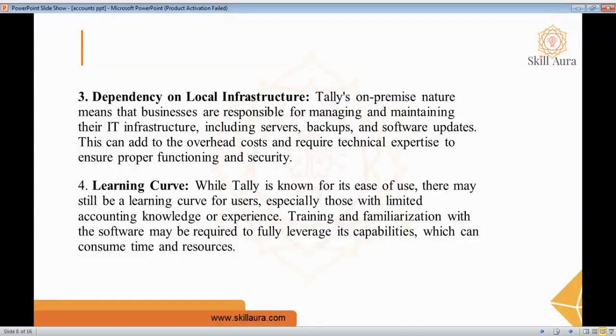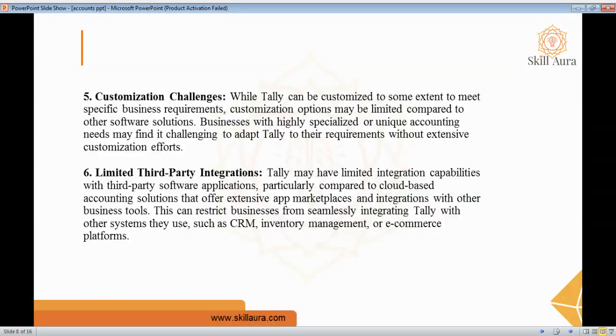So let's have an example. A new accountant takes weeks to learn Tally, which reduces productivity and increases the training cost. This can be one of the disadvantages of Tally.